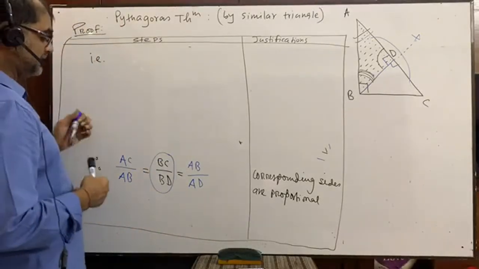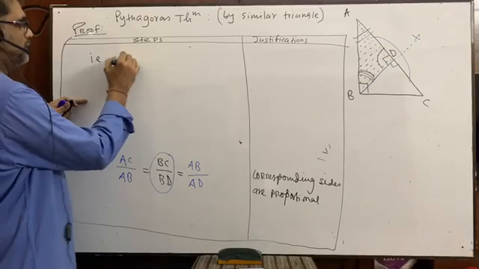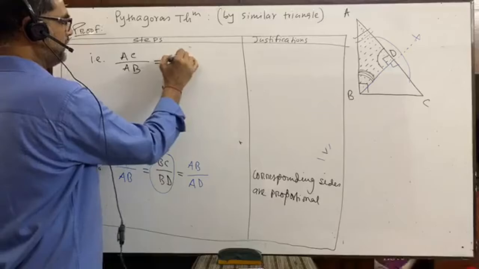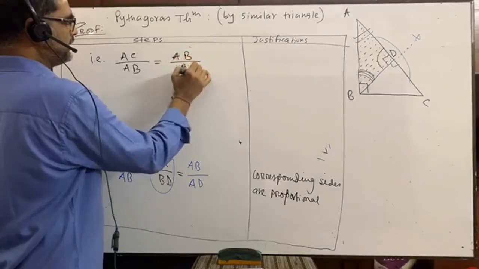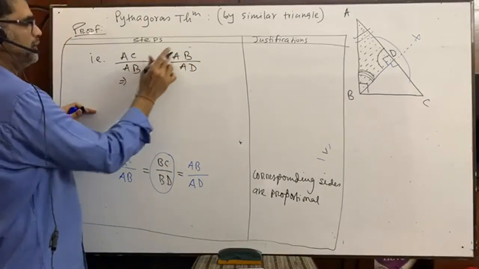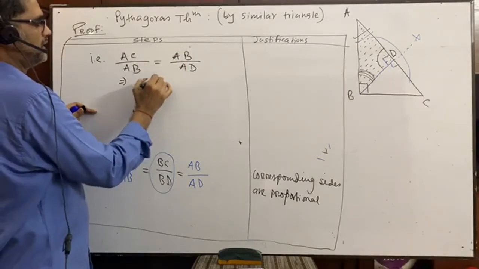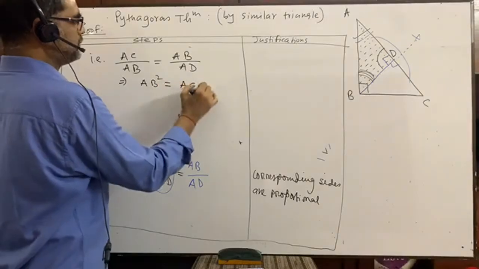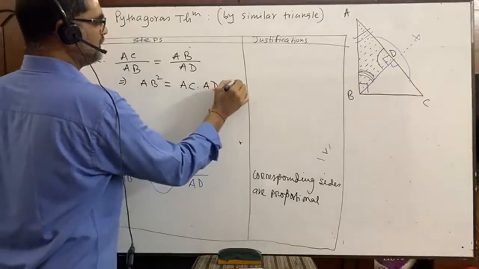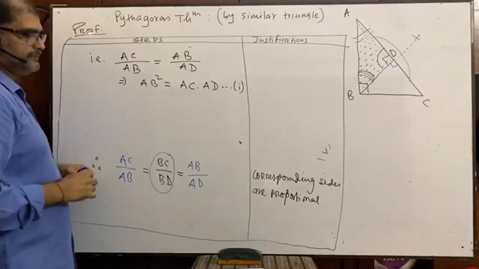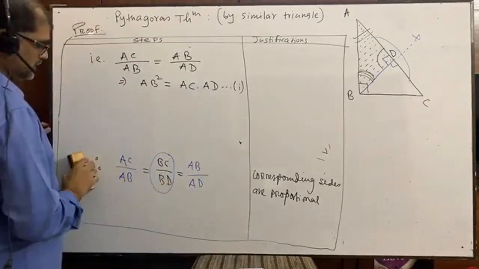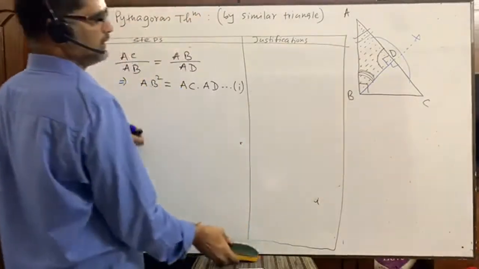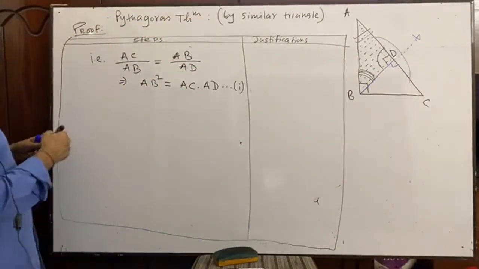That is, we can write AC by AB is equal to AB by AD. Implies that AB into AB, that is AB square, is equal to AC into AD. This is equation 1. We are only 1 or 2 lines left, so please pay attention. Similarly, now you write down step 2.